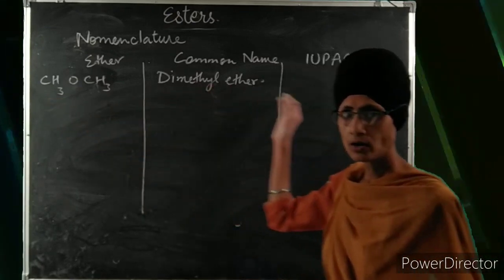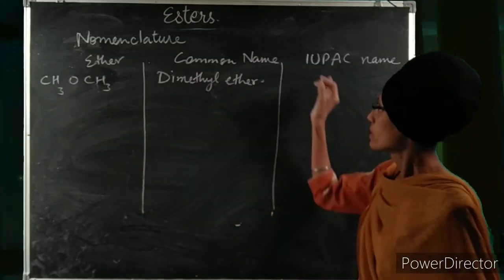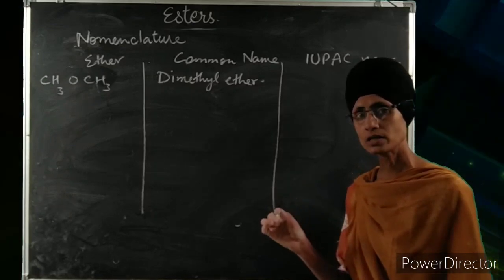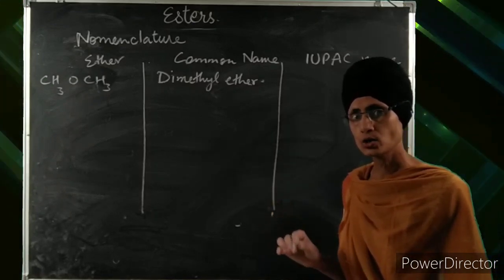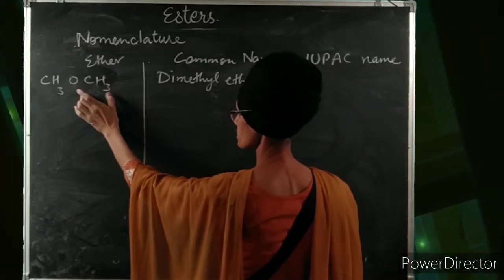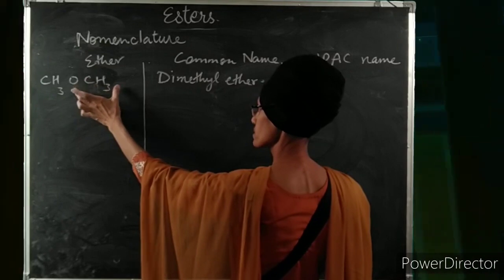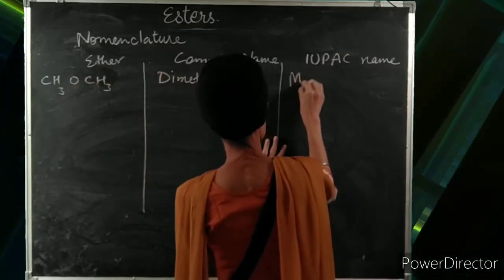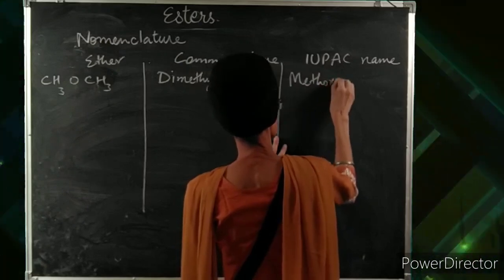So according to the IUPAC system, the ether names are taken as alkoxy alkanes. In alkoxy, the smaller alkyl group is taken. So here the alkoxy group is methoxy because one carbon is there, and the rest of the parent chain is methane. So it will be methoxy methane.